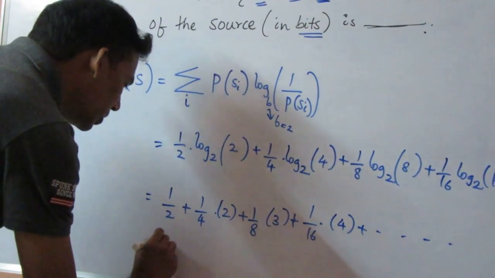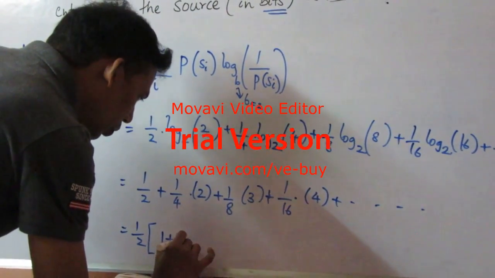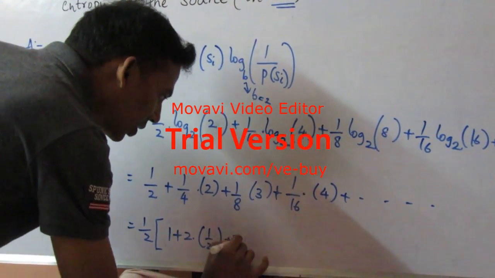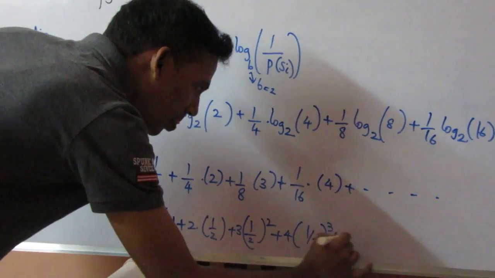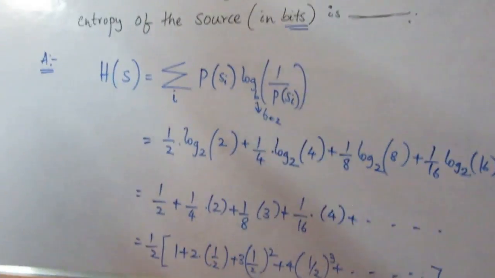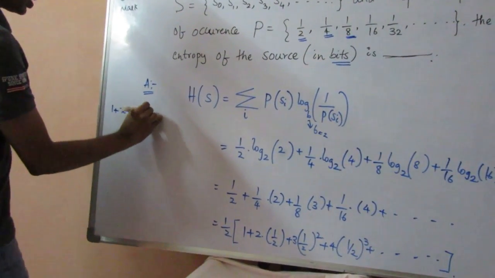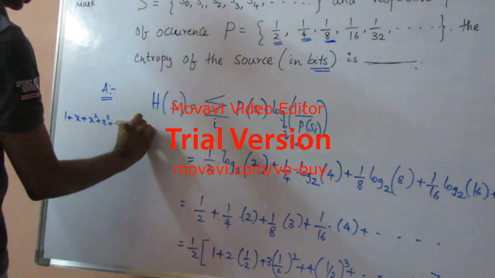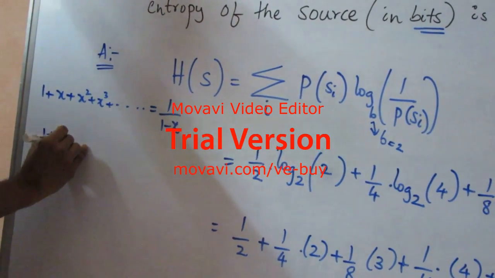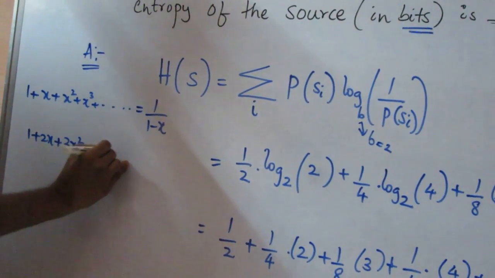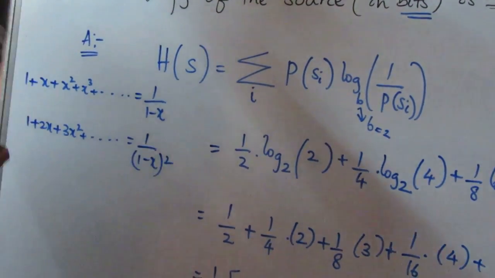If you take the common 1/2, you can write this as 1 plus 2 into 1/2 plus 3 into (1/2) squared plus 4 into (1/2) cubed. And we know that 1 plus x plus x squared plus x cubed, and so on, the summation of a geometric series, equals 1/(1 minus x). Differentiate both sides and you will get 1 plus 2x plus 3x squared, and so on, equal to 1/(1 minus x) whole squared.